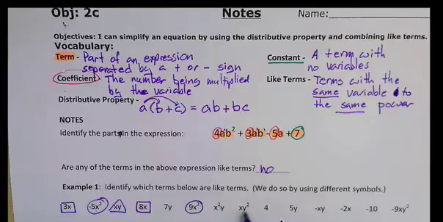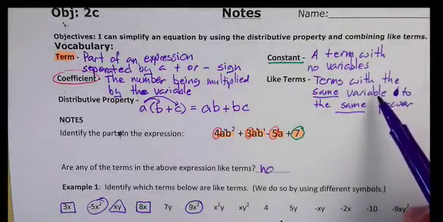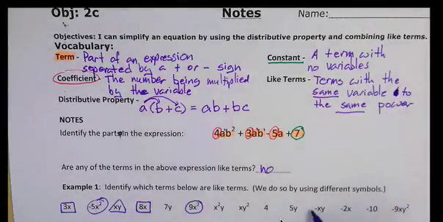Well, here I have x and y, but raised to different powers. Here I have x and y, but it's a negative. That's okay. It doesn't say anything about it having to be the same sign. It's totally fine for it to have a different sign in front of it. So this is like terms.